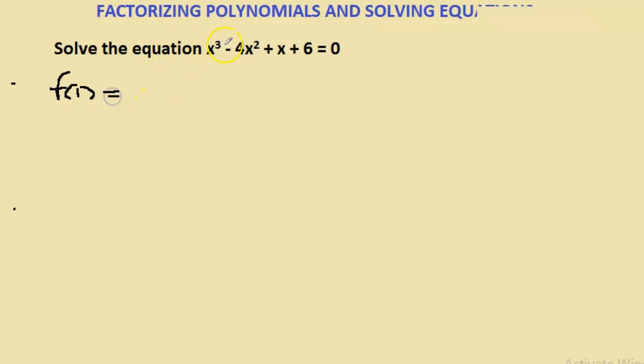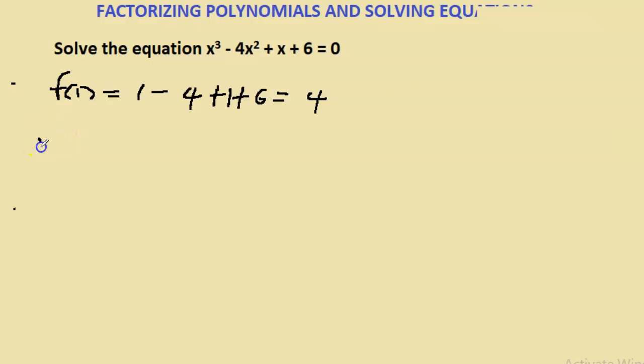f of 1 is 1 cubed, which is 1, minus 4 times 1 squared, that's minus 4, plus 1, plus 6. And that's 1 and 6, 7, 7 and 1, 8, 8, so that's equal to 4. So over there, x minus 1 is not a factor. So we try another one.